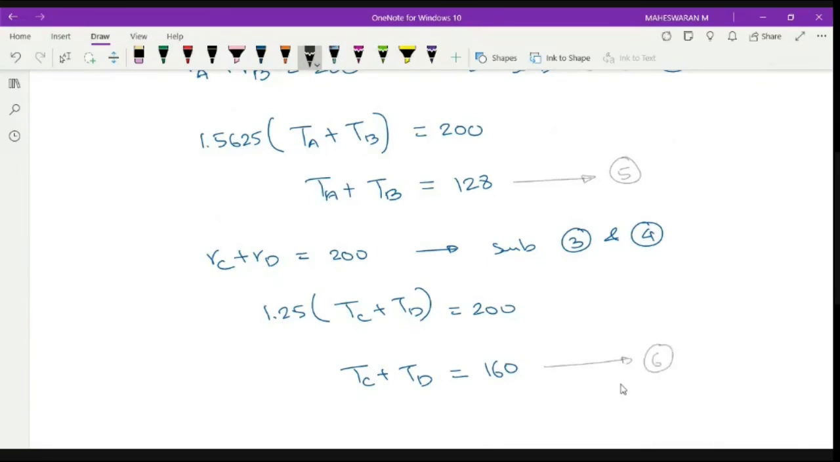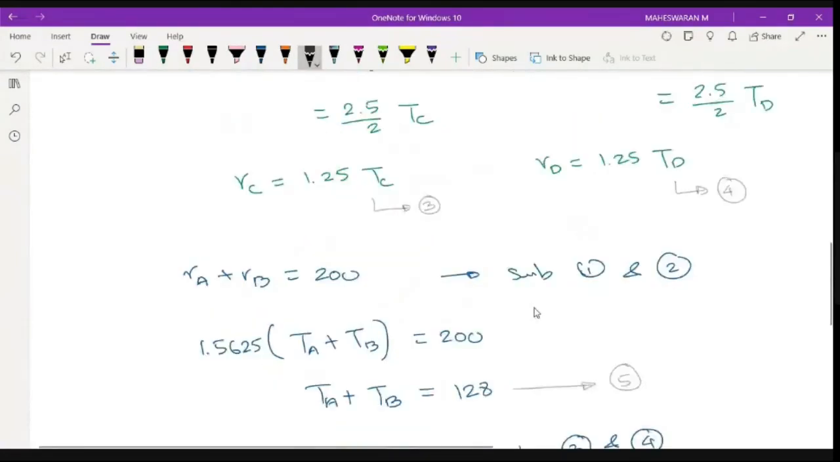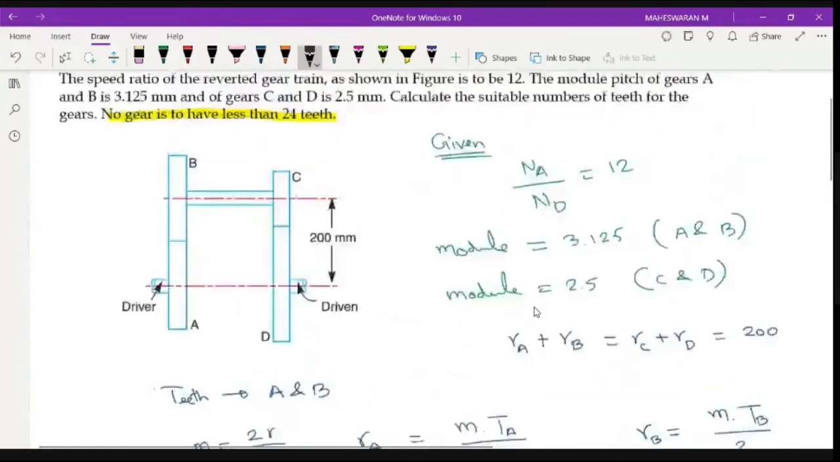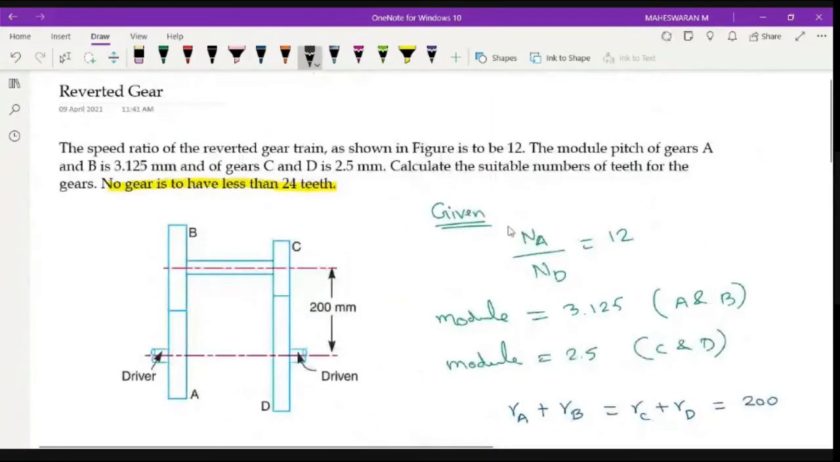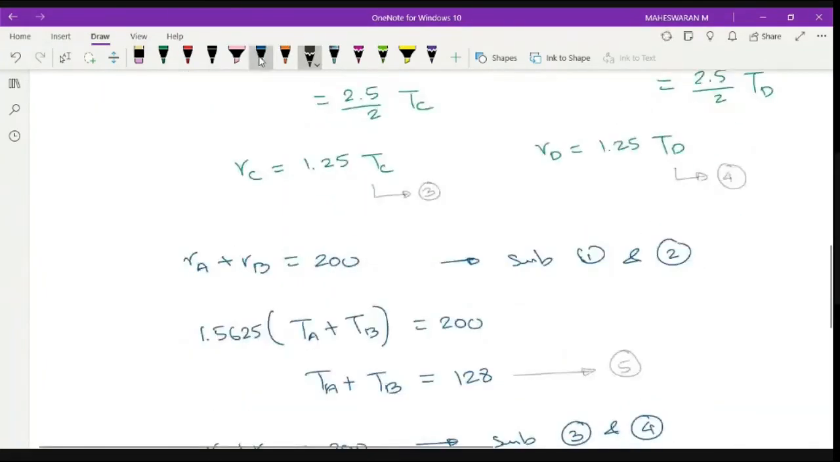So we got a set of equations now. Still, we can't solve this, it is like a part. But this is the final equation which we got. Next, till now we have not used this term, any of this NA by ND formula. Now we will apply this.